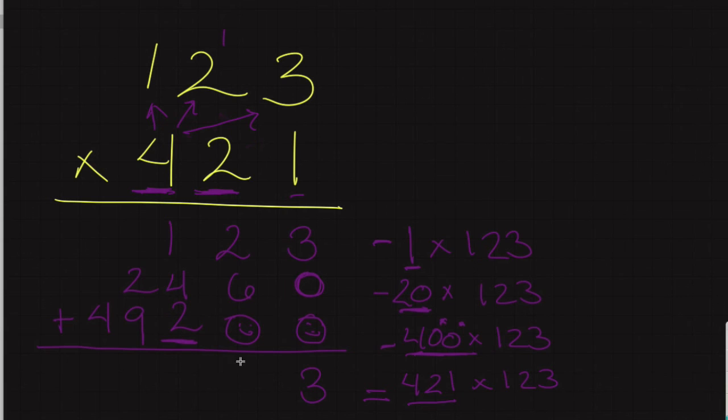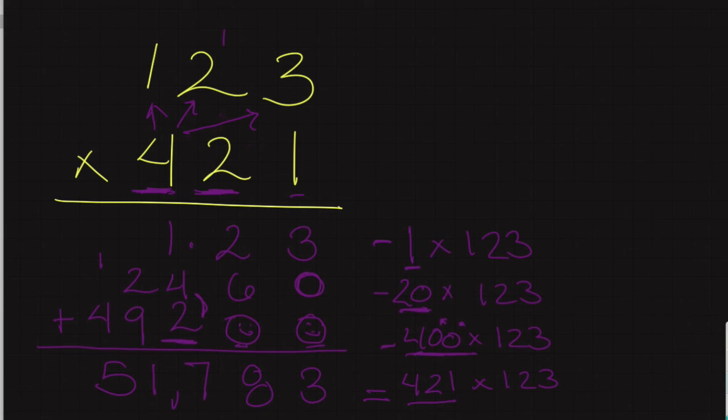That's 3. That's 6 plus 2 is 8. 4 plus 2 is 6, plus 1 is 7. Doesn't matter if I add these 2 first. 4 plus 2 is 6, plus 1 is 7. 2 plus 9 is 11. Carry the 1. 4 plus 1 is 5. There we go. 51,783. Brilliant.